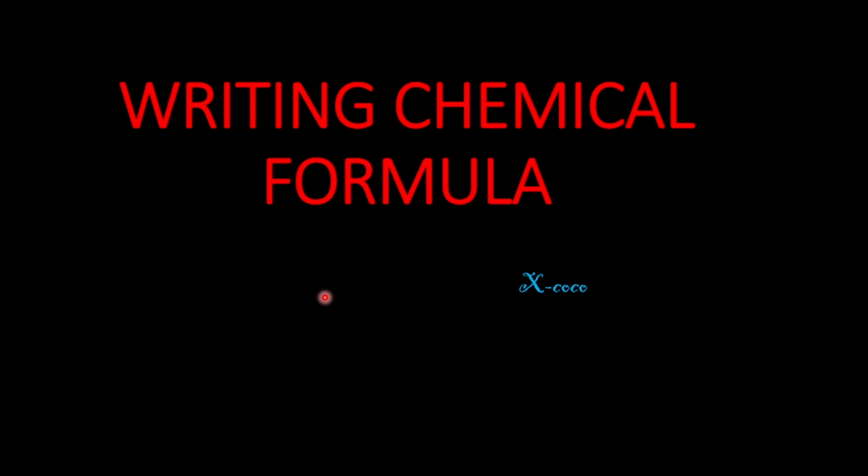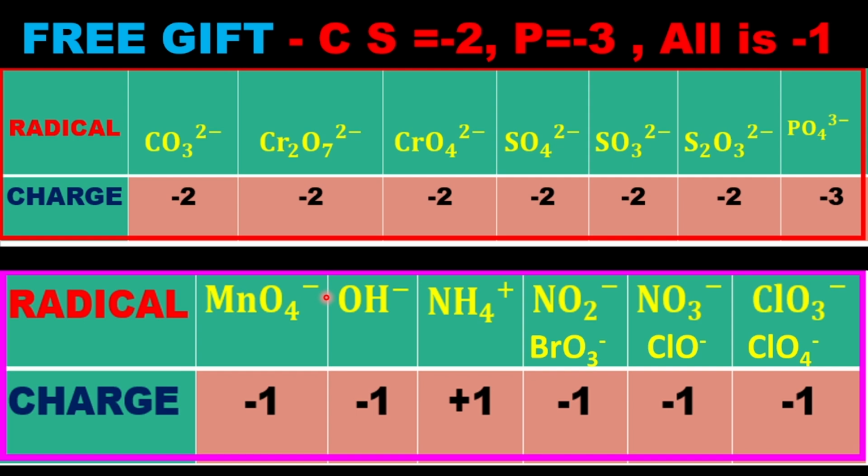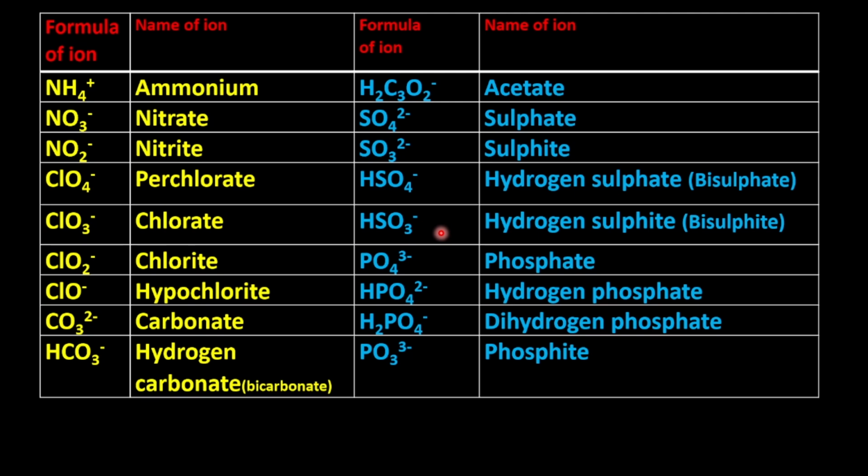Alright, if you are ready, then let's start. Before you write a chemical formula, you have to know the periodic table, the elements in there, and their charges. So this is a typical periodic table with some few elements and their charges. Then you also need to know radicals. We have already talked about this in the previous lesson. So we have the radicals here and their charges. Please take note of these radicals and their charges because we'll be using them.